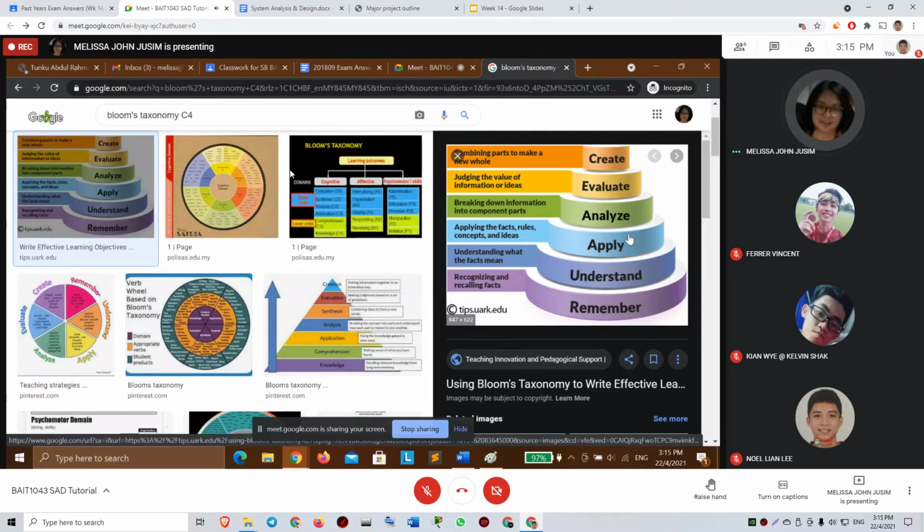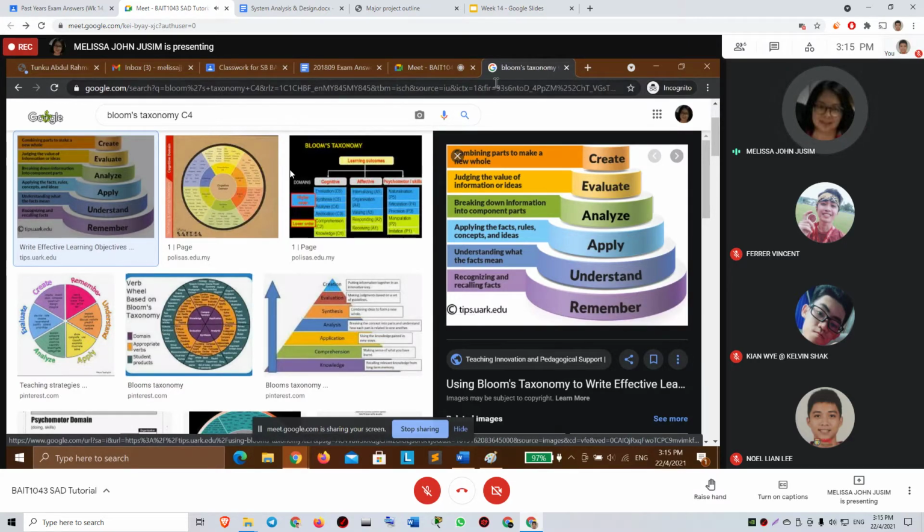Apply means you have learned how to draw a diagram, and then in the assessment question, you're given a paragraph of scenario, and you need to be able to draw the diagram based on the given scenario. It means you apply what you have learned. You already have the know-how, so you apply.